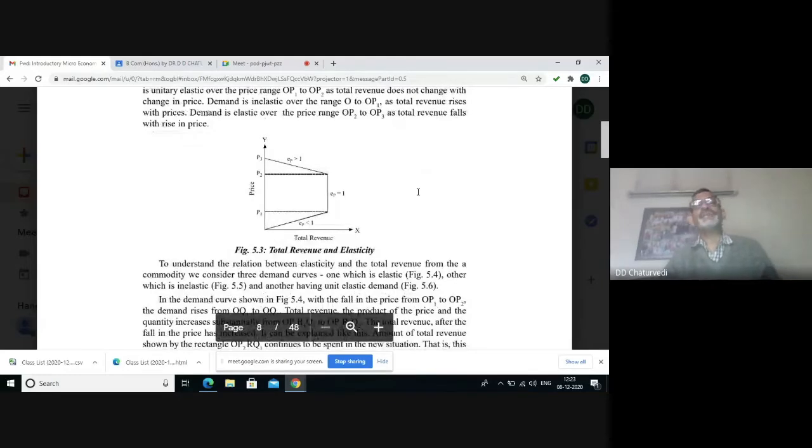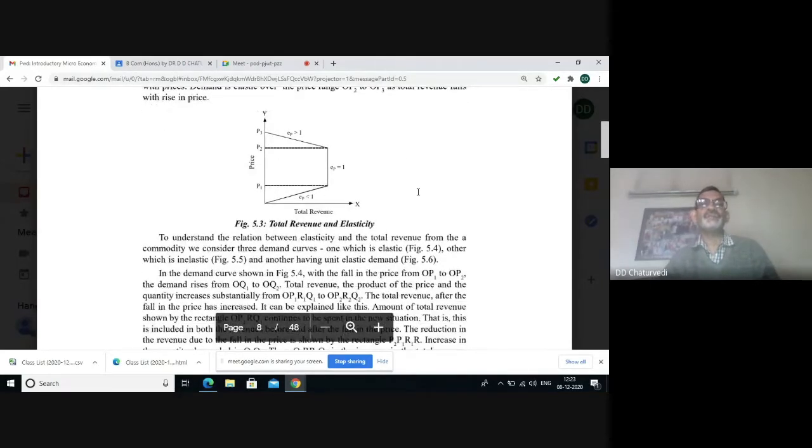The information explained through table 5.3 has been presented in the form of figure 5.3, that shows the relationship between total revenue and elasticity of demand. So when total revenue and price both move in the same direction, elasticity of demand will be less than 1.